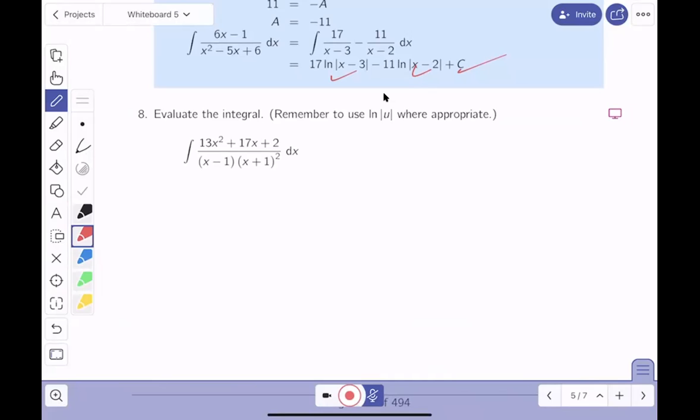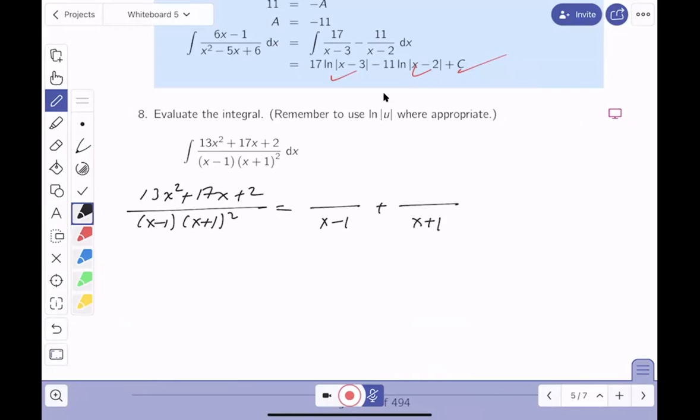And let me write it down for you. And again, it may be a lot of work. I don't know. 13x squared plus 17x plus 2. And you get x minus 1 in the bottom, x plus 1 squared on top. So what do you get over here? Well, I get x minus 1. I get x plus 1. And I get x plus 1 squared. All right, so that's pretty good.